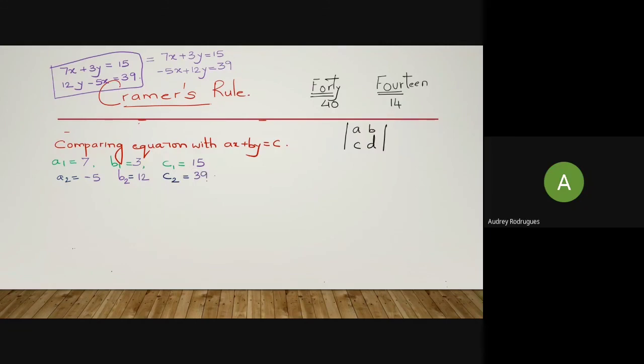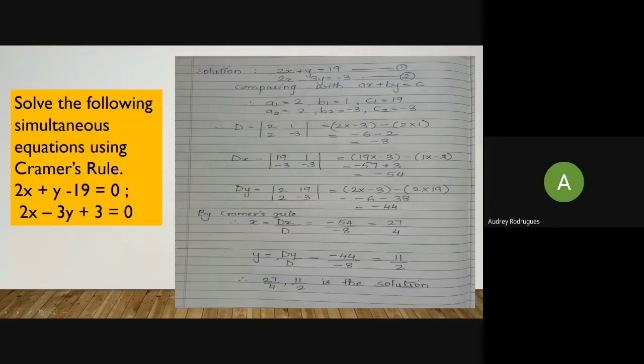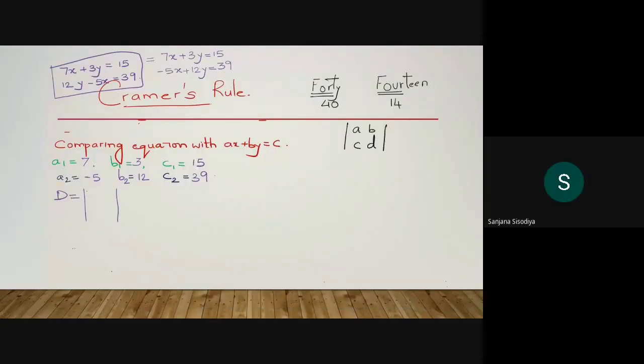Okay. Then next, who will answer the next question? Write D. D is equal to A1 B2 minus B1 A2. So A1 is 7, A2 is minus 5, B1 is 3, and B2 is 12. Directly give me the answer. 7 into 12 minus 3 into minus 5 is equal to 84 plus 15. Okay, then the answer.